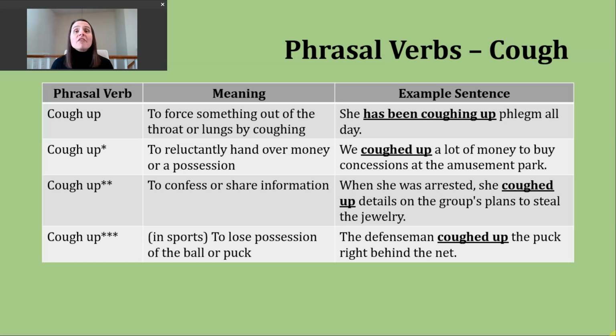The first way cough up is used is connected to that first main definition we looked at. So if someone is coughing up something, they are forcing something out of either their throat or their lungs, and they're doing that through the act of coughing. An example of this might be, she's been coughing up phlegm all day. And if you don't know what phlegm is, I'll let you look it up.